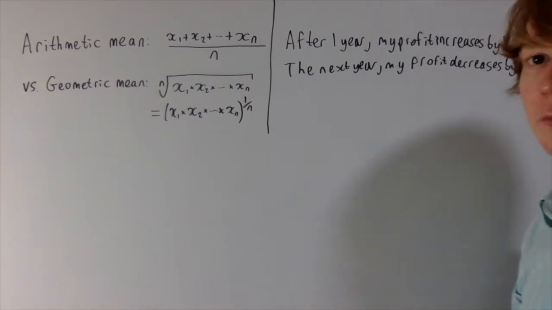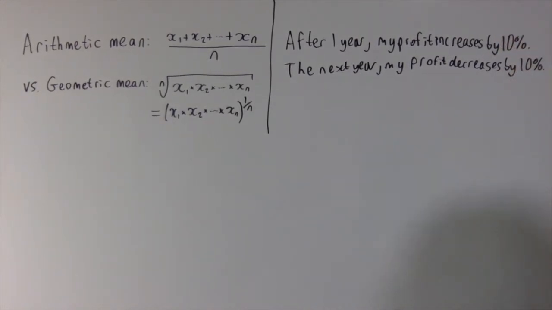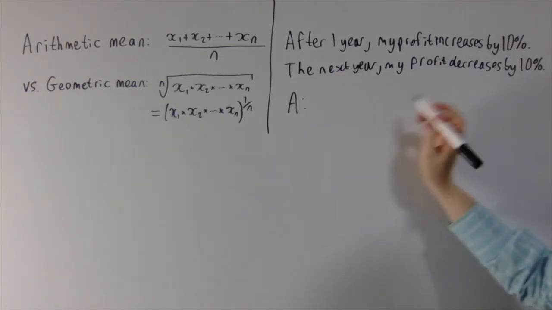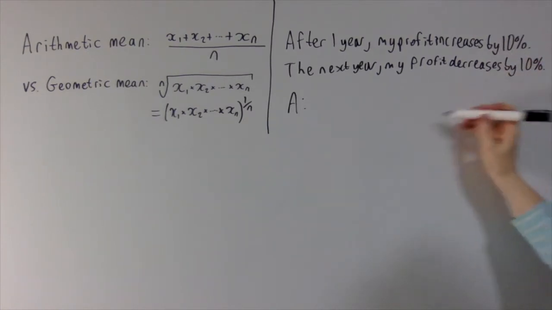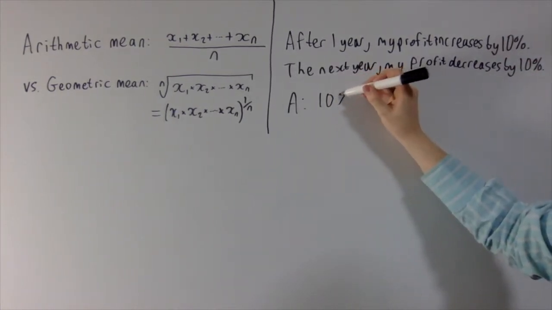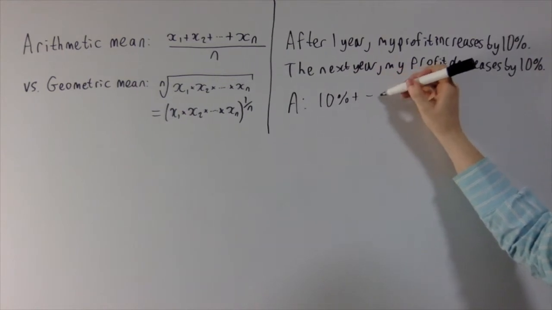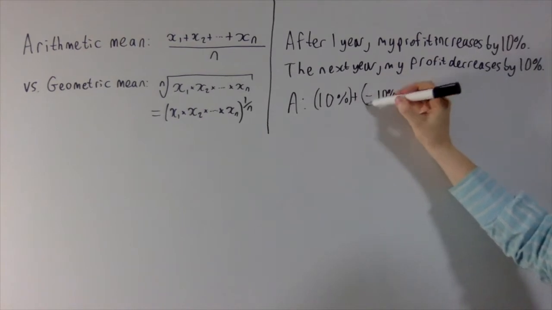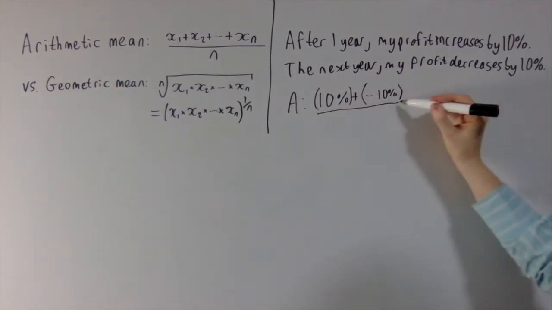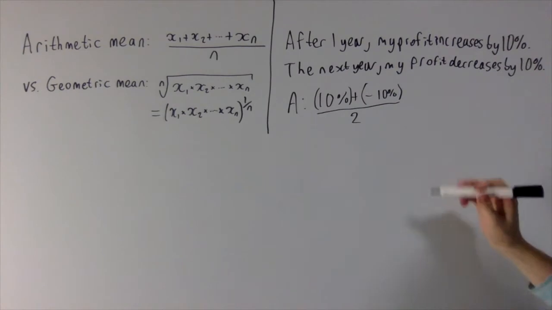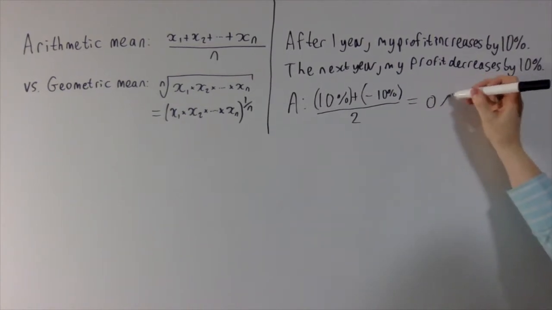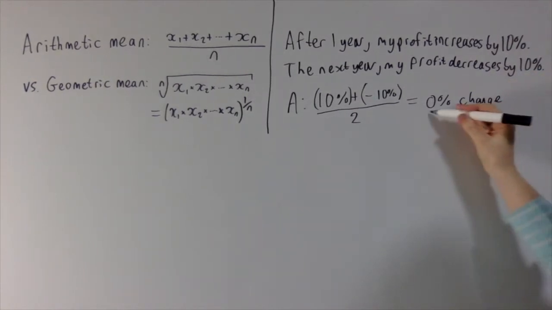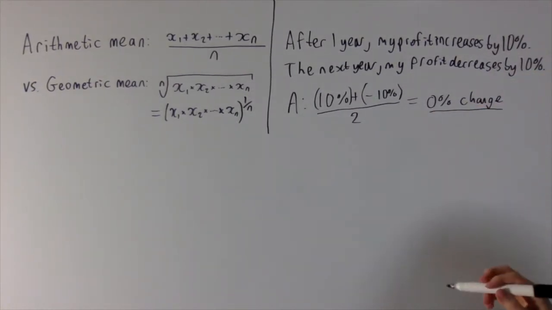Okay, so first of all, let's have a look at what happens just with the arithmetic mean. So the arithmetic mean, 10% increase, 10% decrease. Because what you would need to do here is 10% plus and then minus 10%. So this is our 10% increase, our 10% decrease, and halve this, divide by 2. And this will give you a 0% change as our answer there, using the arithmetic mean.